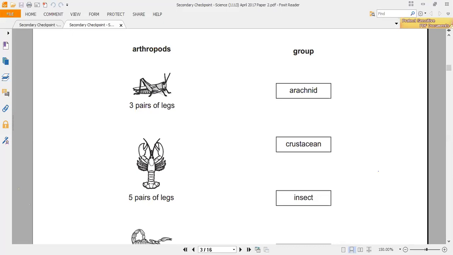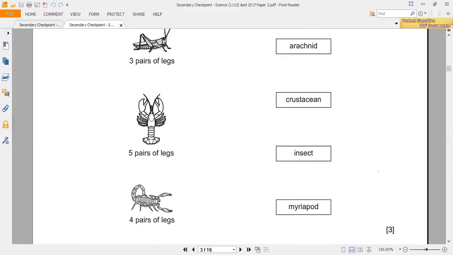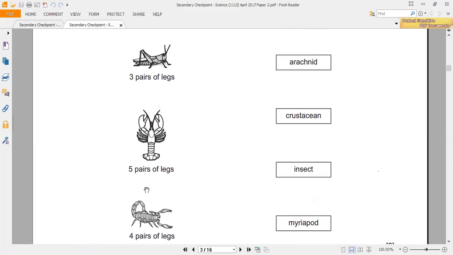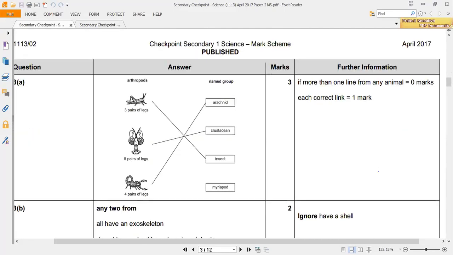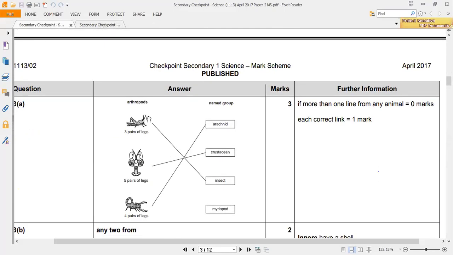So we have arthropods, and on the right hand side we have the group. Number 1, we have 3 pairs of legs. Of course, this is insects. 5 pairs of legs, they are crustaceans, and we have 4 pairs of legs. This is the arachnids, and here is the answer. 3 pairs, insect, 5 are crustaceans, 4 pairs of legs are arachnids.